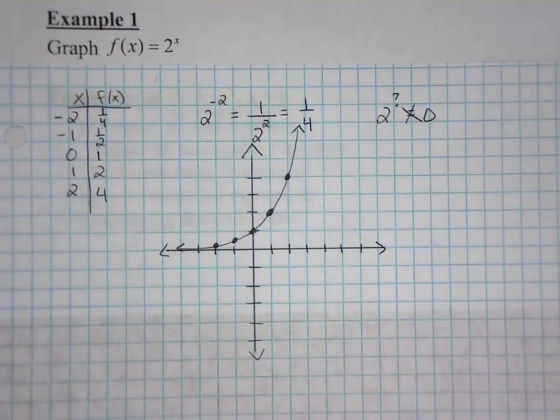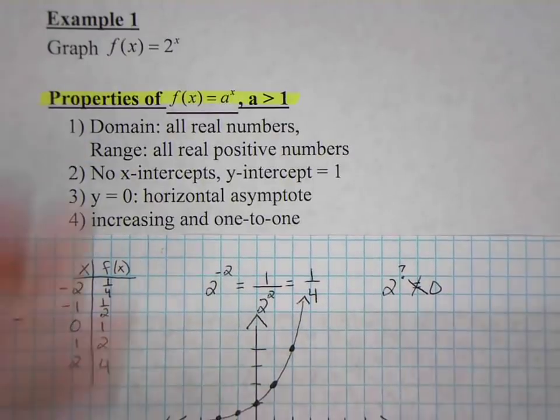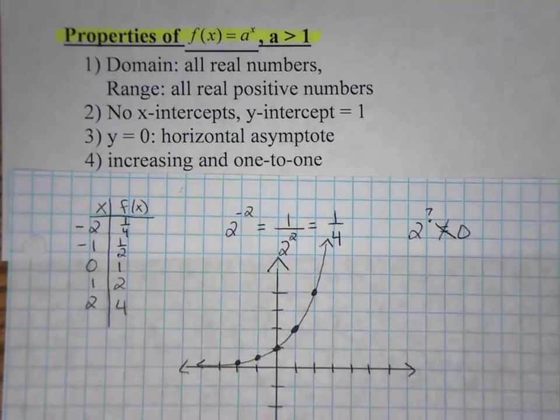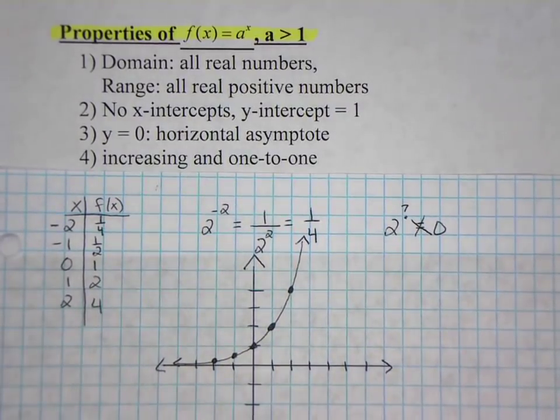So some properties we can review that you can see represented in this graph are listed here. If you could take a moment and please copy these down and add them to your notes. So properties of f of x equals a to the x, where a is greater than 1. The domain you see is all real numbers. The range is all real positive numbers. So you're noticing there's no negatives. No x-intercepts, but there is a y-intercept at 1. There is a horizontal asymptote at y equals 0, and you may want to write there that that's the same as the x-axis.